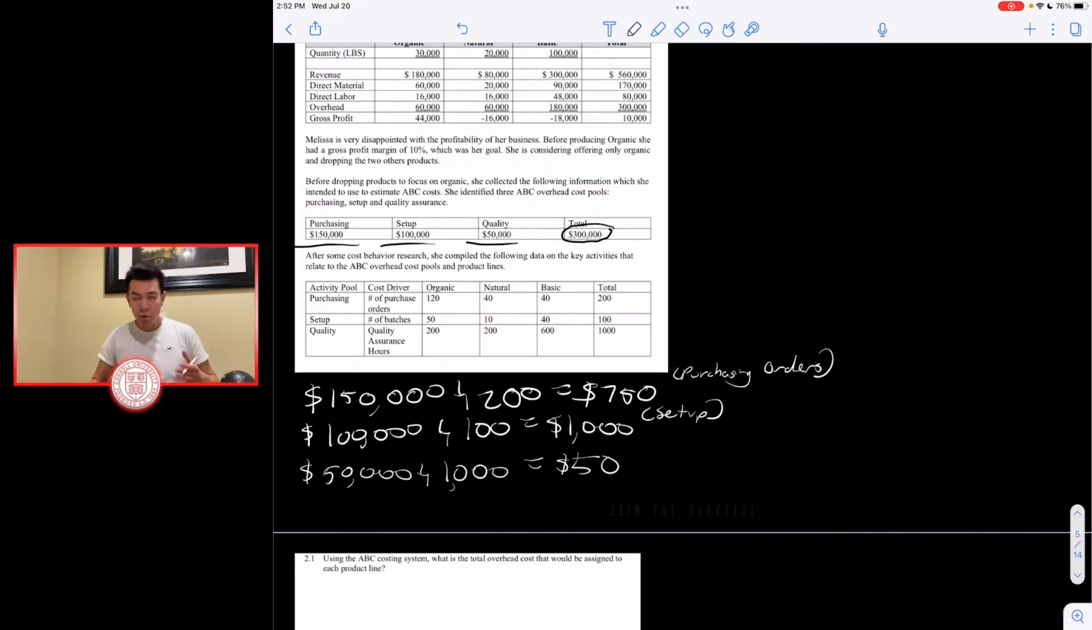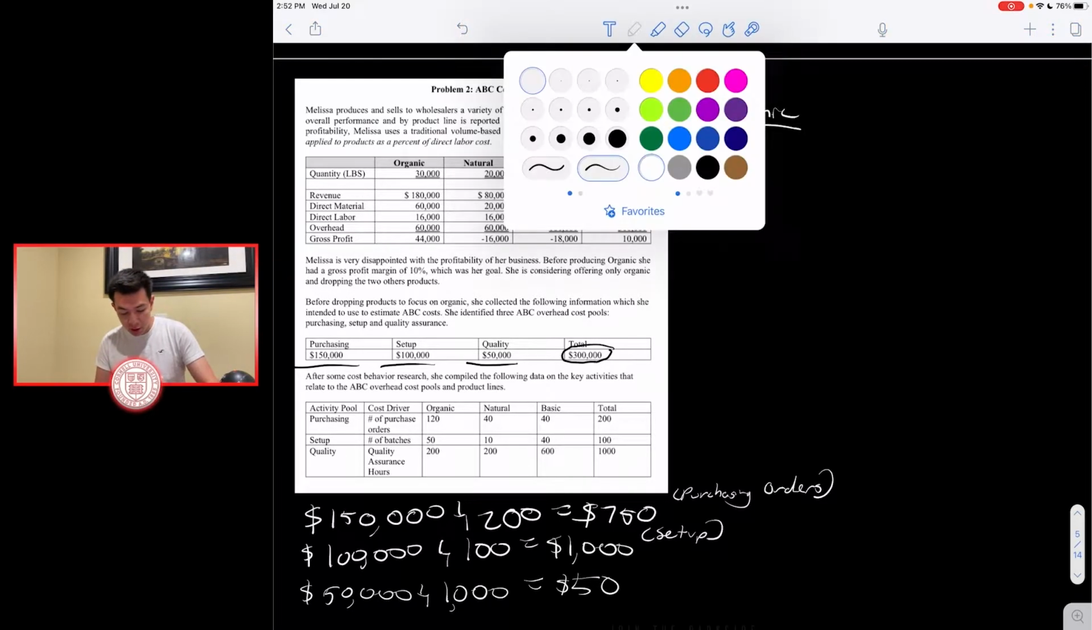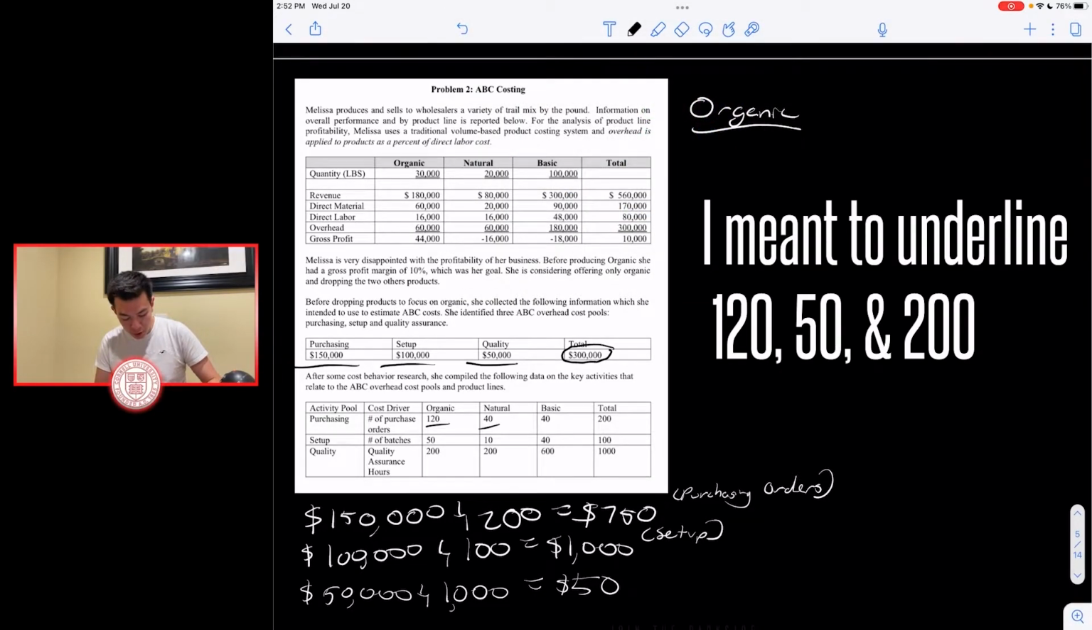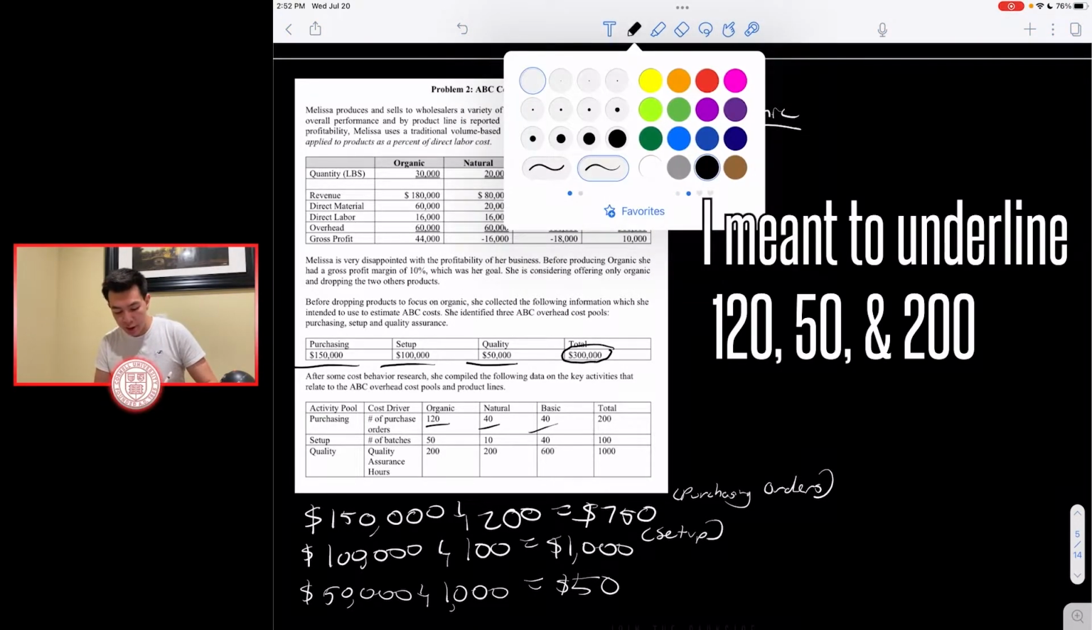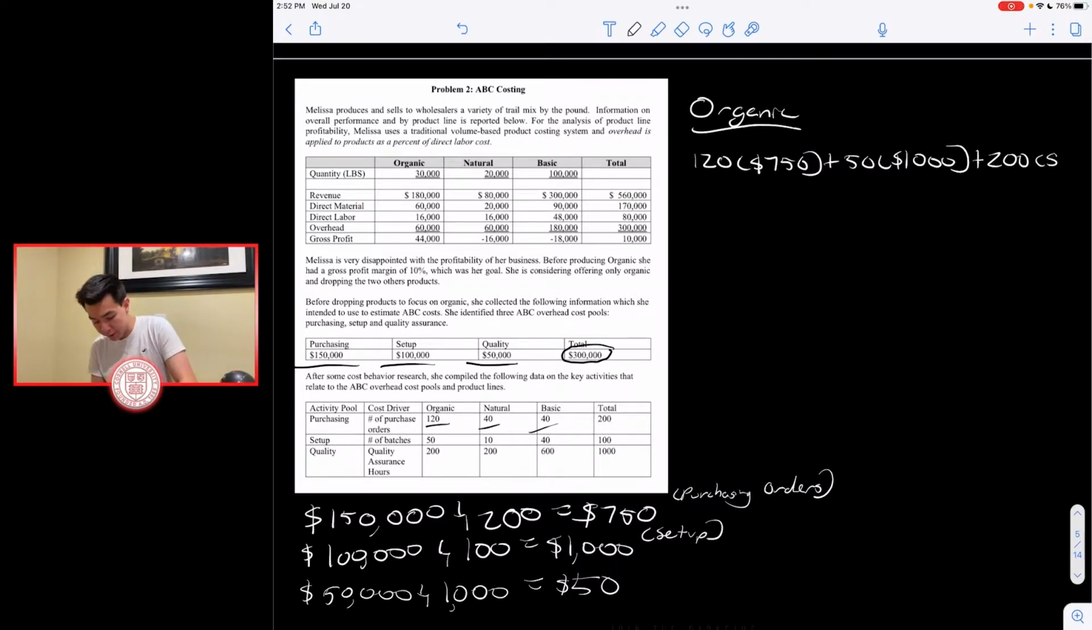And now what we're going to do per division is, for example, we're going to write down organic. And we're going to take these figures right here, the 120, the 40, and we are going to take those figures to multiply it by the per purchase, per setup, and per quality, right? So for example, 120 times 750 plus 50 times 1,000 plus 200 times 50, okay? And that's going to get us $150,000, okay?